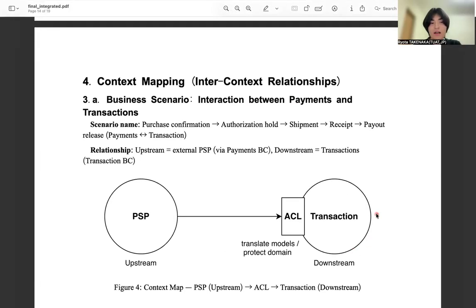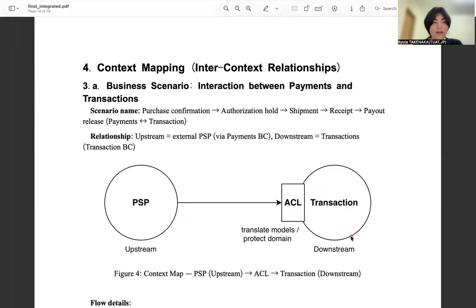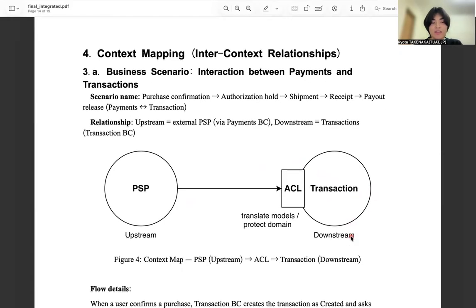Next, in section 4, context mapping, which is about how these contexts interact. I will focus on the most critical interaction between payments BC and the transaction BC. The business scenario detailed in this section is the main transaction flow. First, a buyer confirms the purchase, and the transaction BC asks the payment BC to authorize the funds.